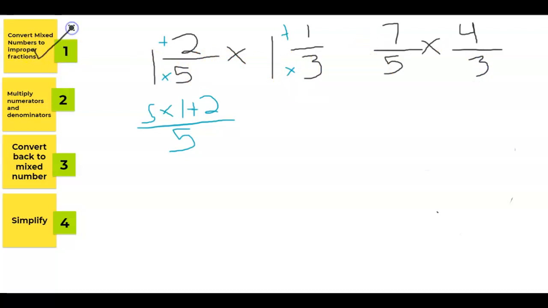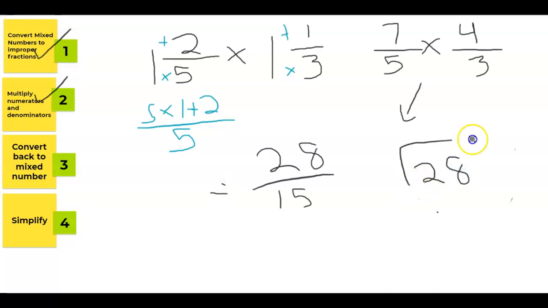So step 1, check. Step 2, multiply the numerators and the denominators. So let's see, I'm probably going to move down here so I have more space. But 7 times 4 is 28. 5 times 3 is 15. Okay, so I did it. Step 2, check. Now up to step 3, convert back to mixed numbers. Now how do we do that? Remember, we have to divide, right?